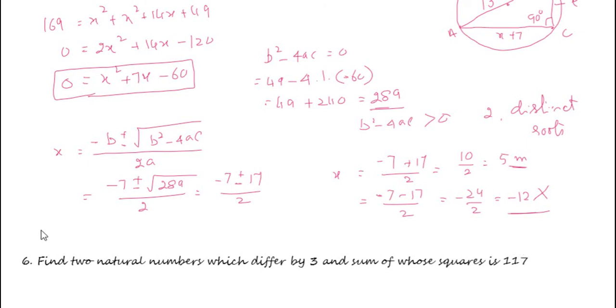Distance of this point C is 5 meters from gate B, and from gate A it is 5 plus 7, that is 12 meters.